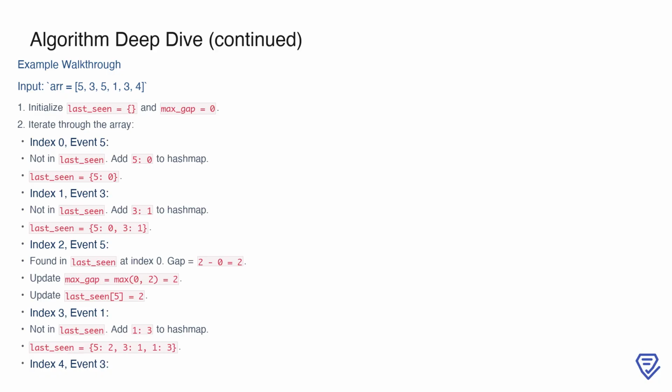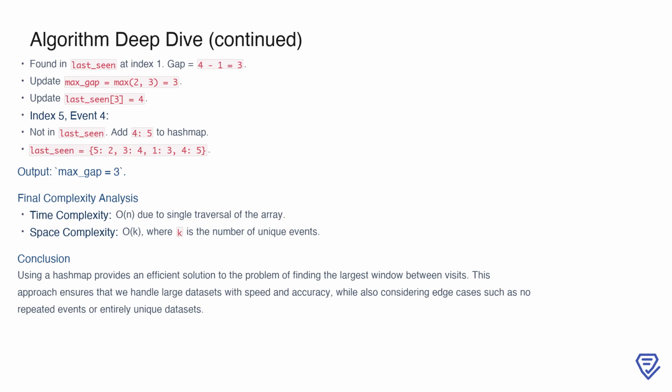At index 3, the event is 1, which is new, so we add it to the hash map. At index 4, we encounter event 3 again. For event 3 at index 4, we find it was last seen at index 1. The gap between these indices is 3, which is greater than the current max_gap of 2. We update max_gap to 3 and update last_seen[3] to 4. Finally, at index 5, the event is 4, which is new, so we add it to the hash map. At the end of the traversal, the largest gap found is 3, so the output is 3.